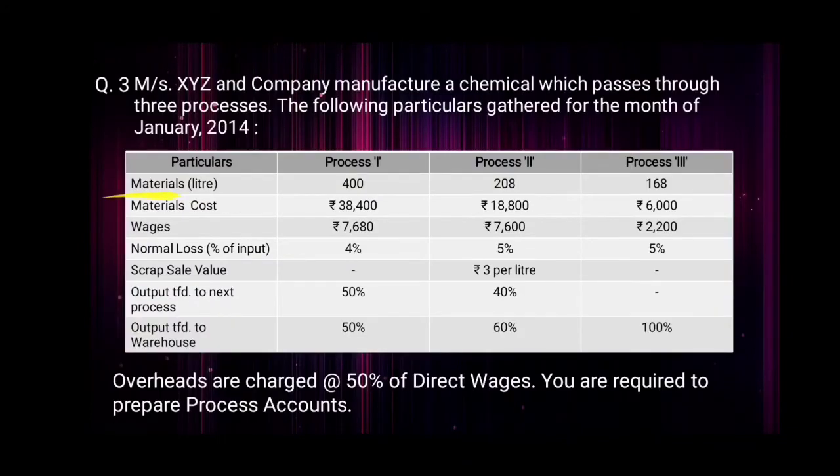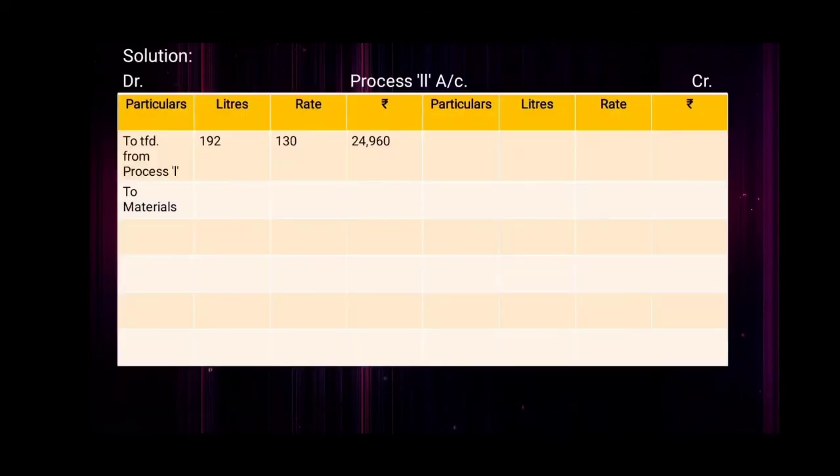Next, material in liters for process 2 is given as 208 and material cost for process 2 is given as 18,800. So we'll record it. To material, liters 208 and total amount will be 18,800.